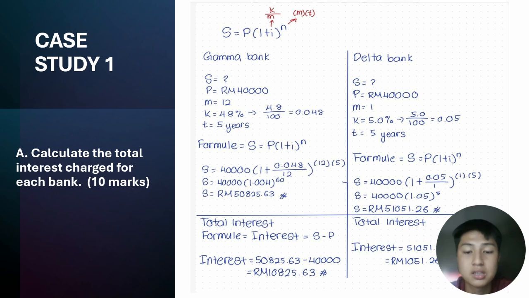So for the total interest, we use the same formula. Interest equals S minus P. So the S in the Delta Bank is 51,051.26, and the P is 40,000. So we subtract both numbers, and we got 11,051.26. So that is the total interest for the Gamma Bank and the Delta Bank, and that is the answer for question A.